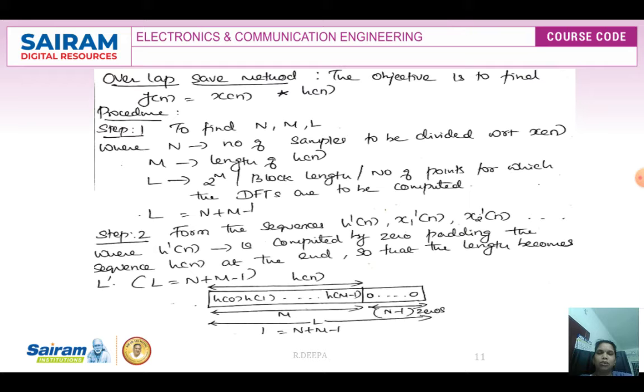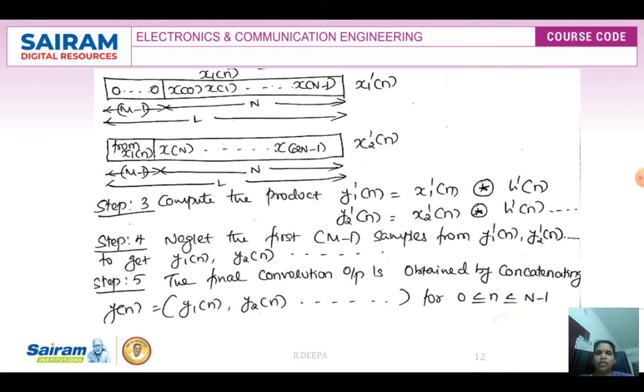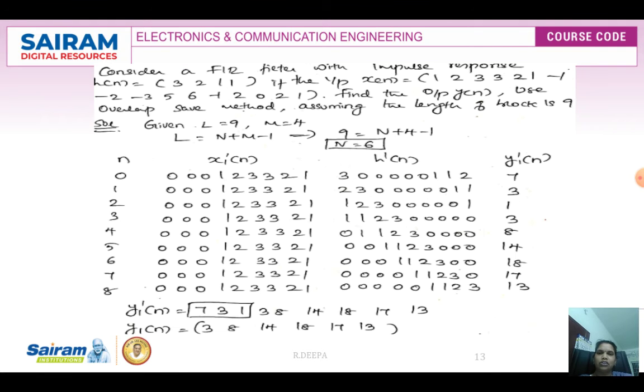Assume the block length to be 5 or 6, or they may say do 5-point circular convolution or 6-point circular convolution, then it represents the block length L. Okay, and the second step is that you need to frame the sequence h dash of n by taking the entire sequence h of n and adding zeros at the end, so that the entire length becomes the block length capital L. And in the same way you need to do it for x1 dash of n, x2 dash of n.